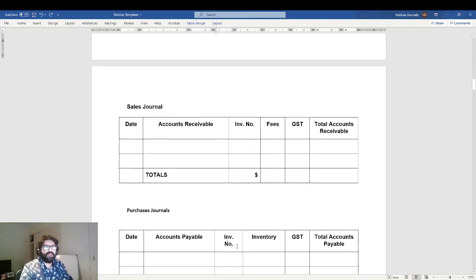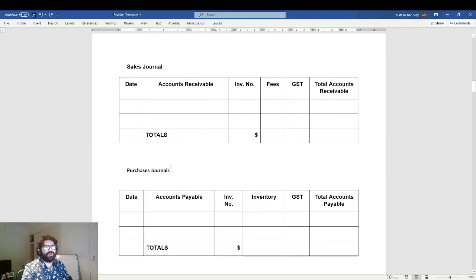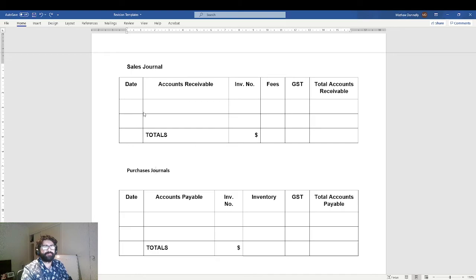Simple. And then we've got the sales journal and purchases journal. Okay, sorry, I'm just a bit. That's Arial. I'll change that.